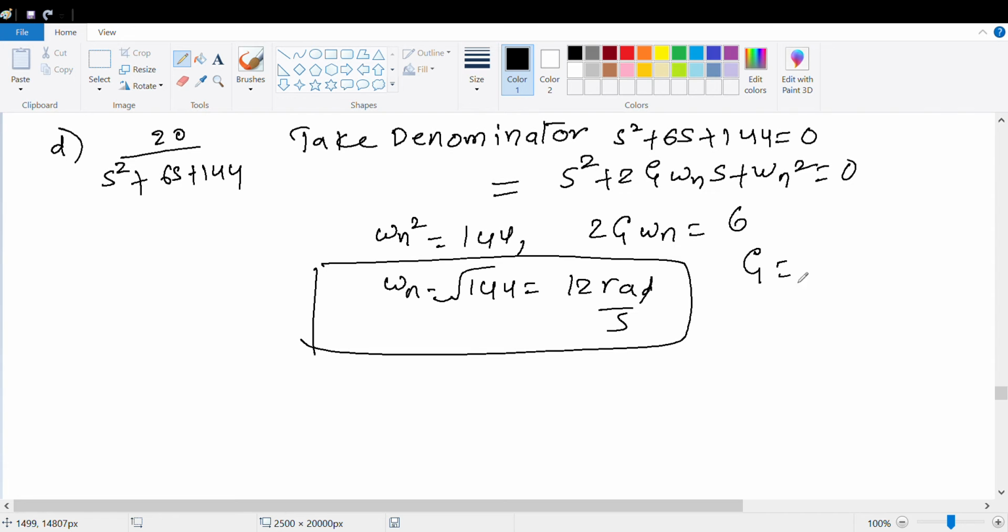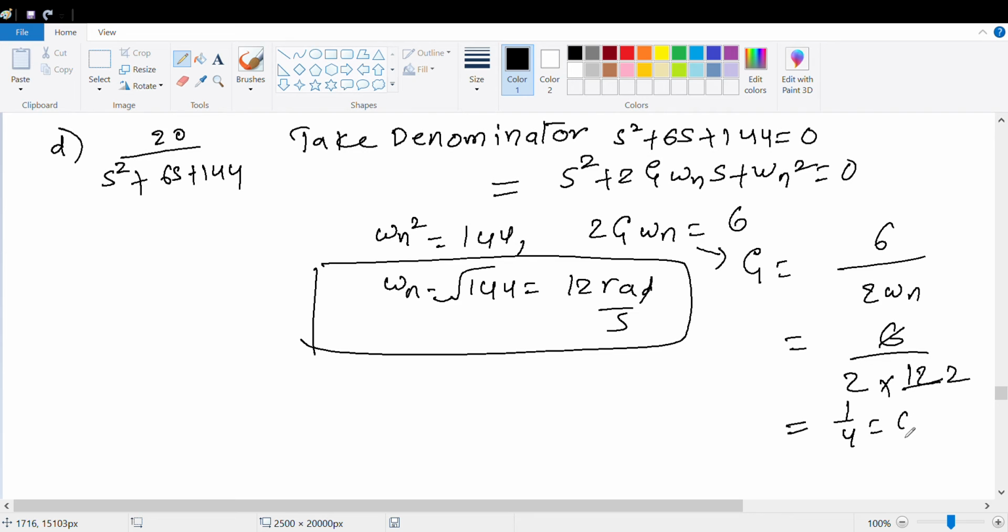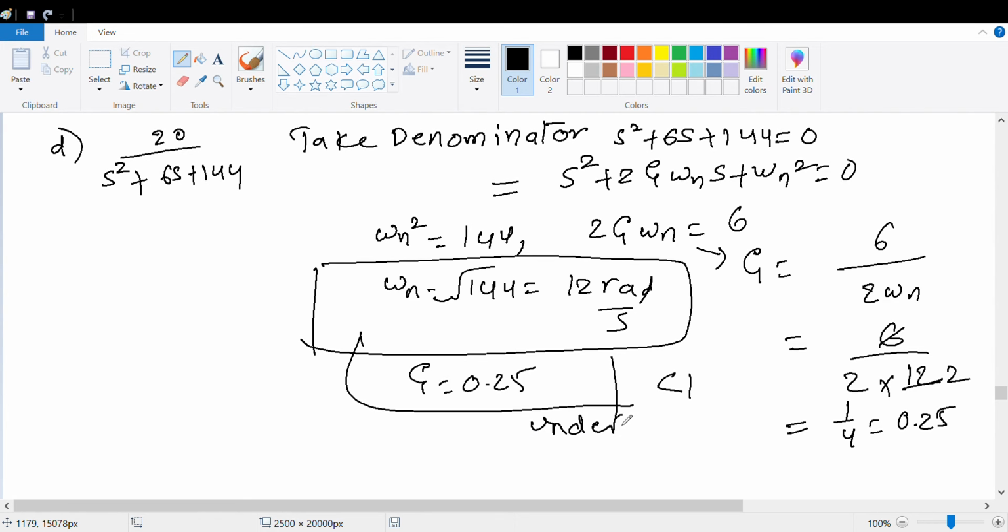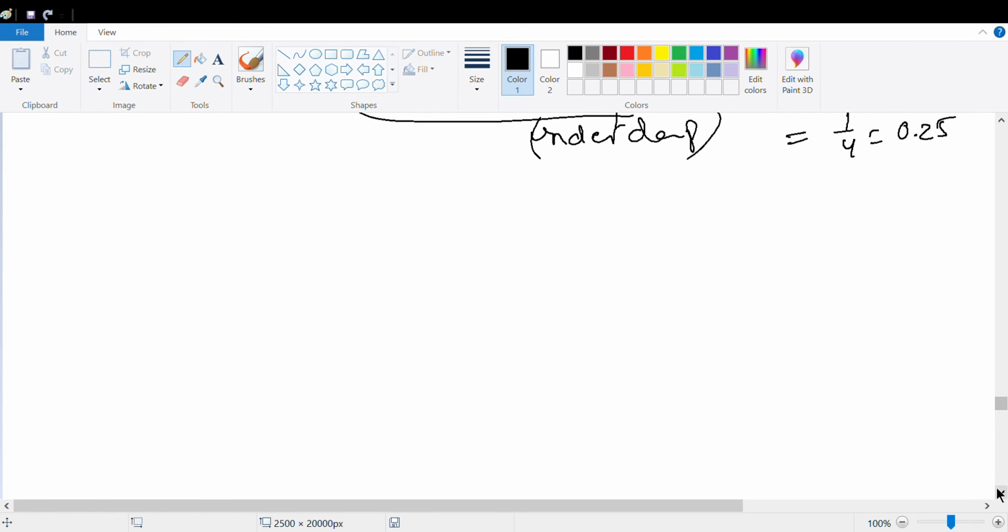Now the damping ratio zeta equals 6 / (2ωn). 6 by 2 times 12, so this is 1 by 4, which is 0.25. Therefore the damping ratio is 0.25, which is less than 1, so this is called an underdamped system, and we just found this in a different way.